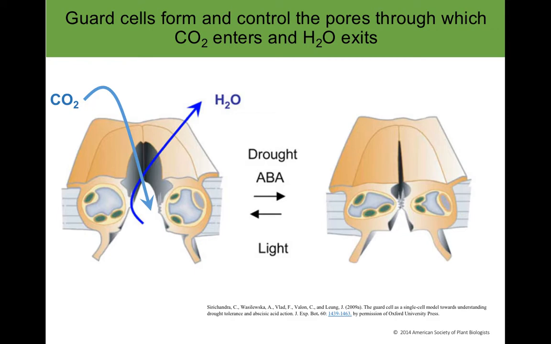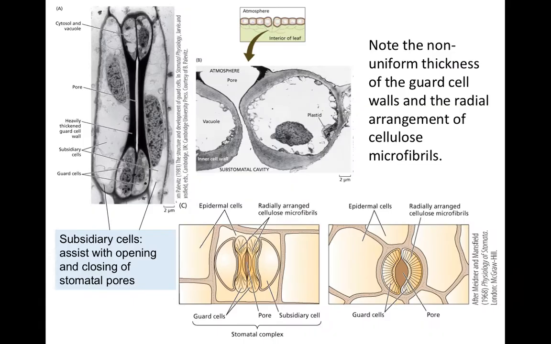They respond to ABA, which is the stress hormone. They respond to CO2 concentration. They respond to water potential differences in the roots. They respond to light. They can respond to all sorts of different things. They're pretty amazing in how they integrate signals into a particular response.